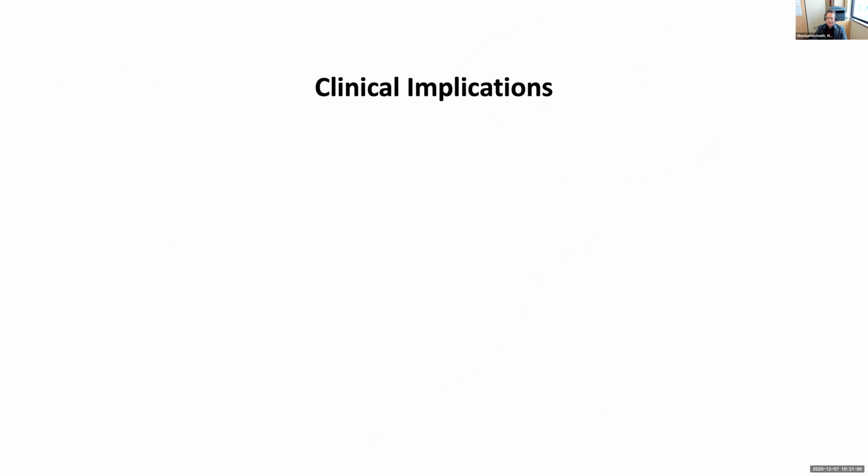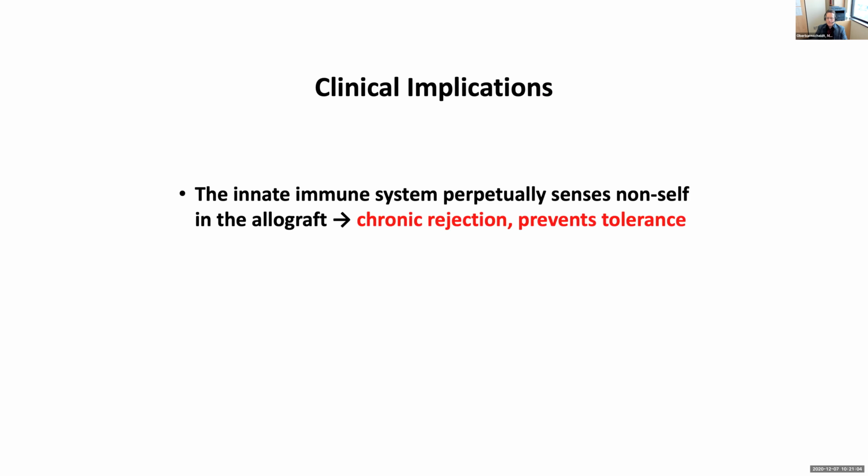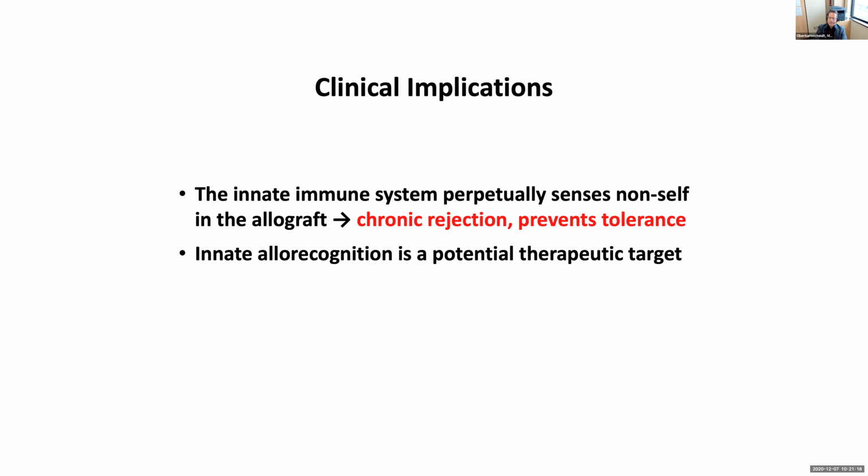So what are the clinical implications? The clinical implications, we think, are that you have to be aware that the innate immune system will continue to sense non-self in the allograft, potentially contributing to chronic rejection and/or preventing tolerance. And it's also a very attractive potential therapeutic target.